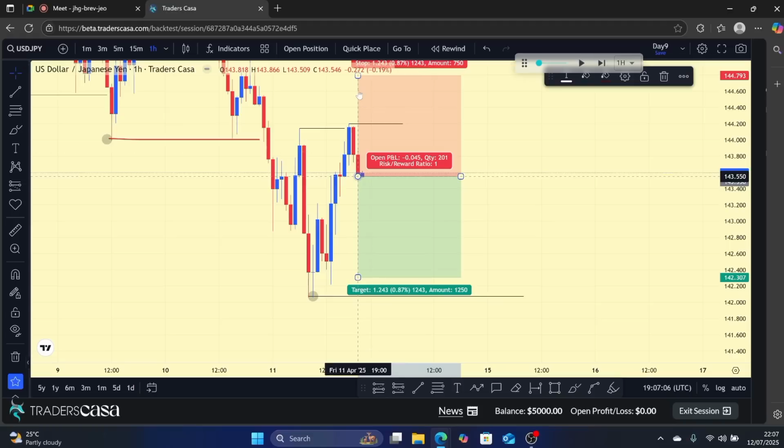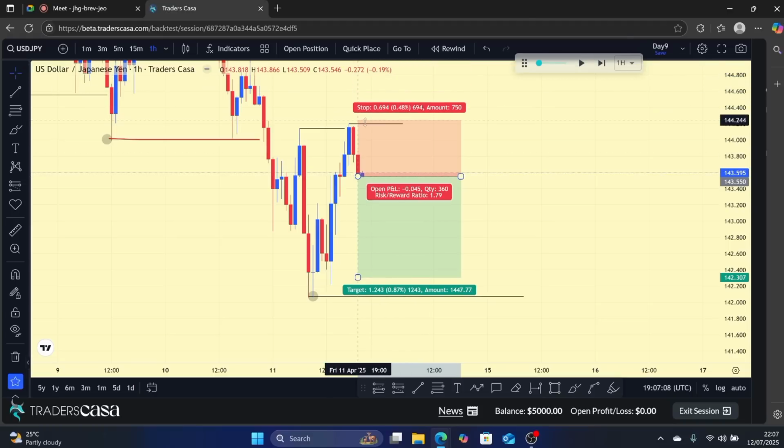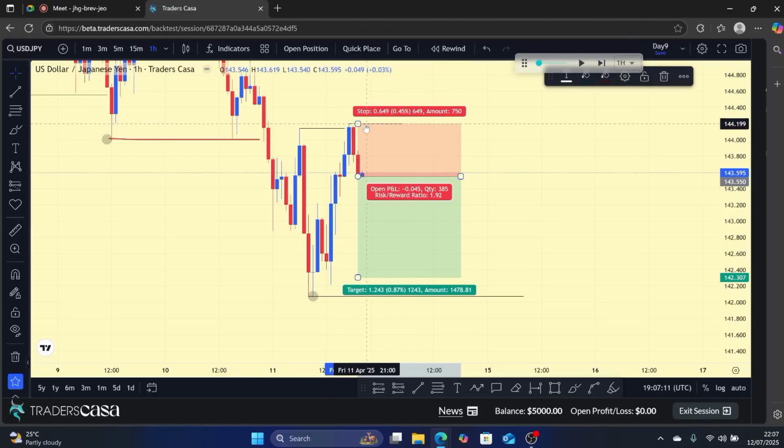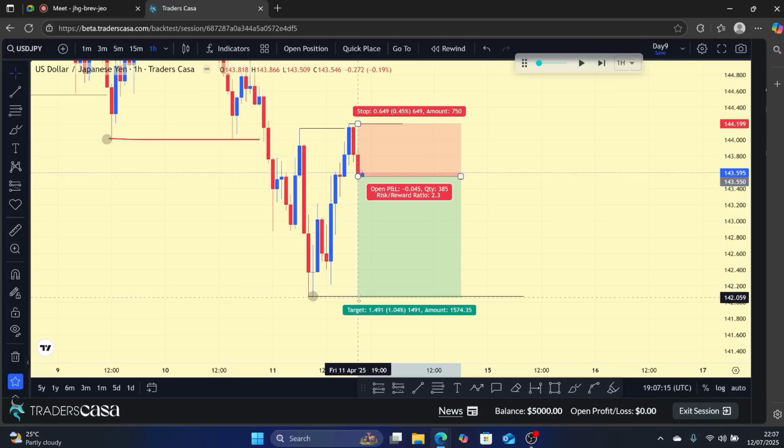Then after that, do the same, but just know that you will now be reducing your risk to reward. You can clearly see now a 1:4 became a 1:2. So sometimes if you clearly see that this is a reversal pattern, just take the entry. After all, it's a game of probability. You either win or lose.